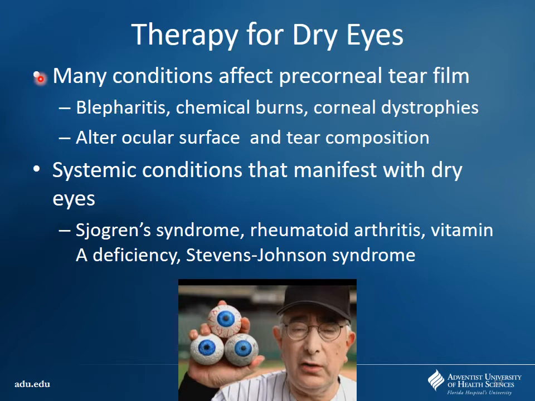So we know that lots of things can affect that precorneal tear film. Chemical burns, we see that in the tox world pretty frequently. Blepharitis, corneal dystrophies, all sorts of things can cause this chronic dry eye. And they can affect the ocular surface, lead to abrasions. You can see tear composition change. There's also a lot of autoimmune conditions that can do this as well, including things like rheumatoid arthritis, vitamin A deficiency, Stevens-Johnson syndrome. So lots of things can cause pretty severe dry eye.